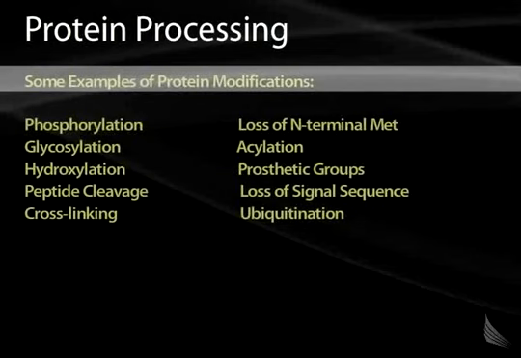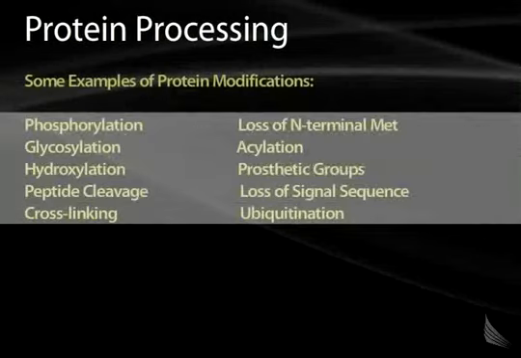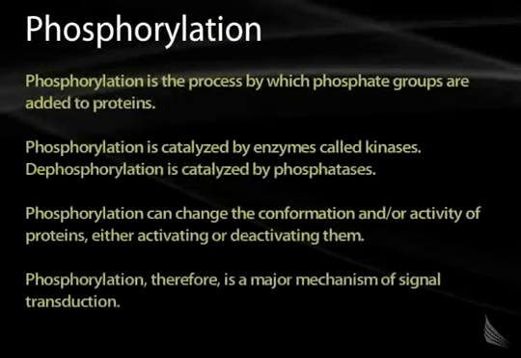Some examples of protein modifications are shown below. These include things like phosphorylation, glycosylation, hydroxylation, peptide cleavage, protein cross-linking, loss of the N-terminal methionine on a protein, acylation, which is the addition of fatty acid groups, addition of prosthetic groups, loss of the signal sequence for membrane proteins or for secreted proteins, or ubiquitination, which regulates the stability or leads to the degradation of proteins. We'll talk about a few of these in more detail.